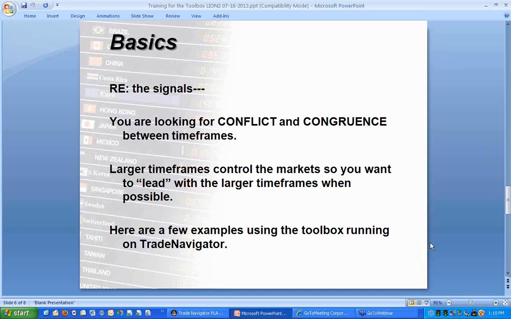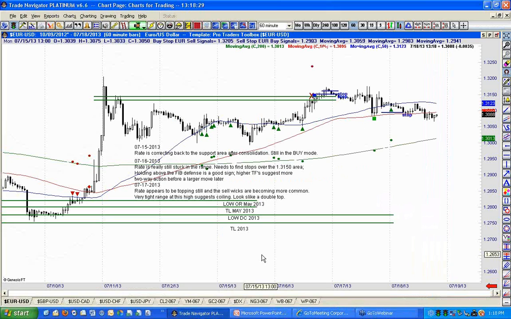Now I'm going to use a few examples on the toolbox running on Trade Navigator. So guys, help me out here. Would you let me know when we've got Trade Navigator? You should be able to see Cash Euro up here real quick. Can you guys see this?